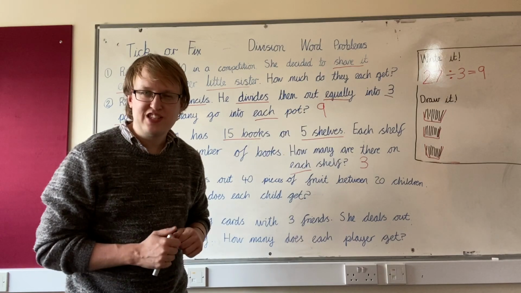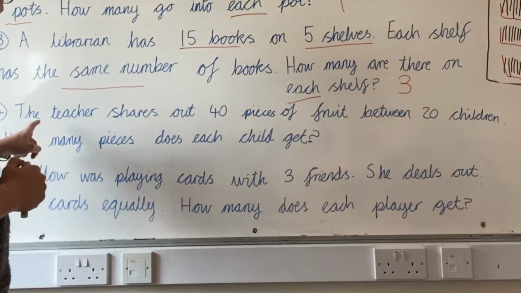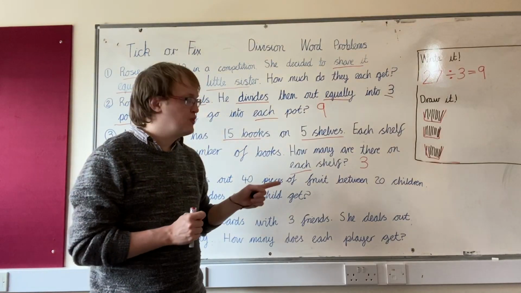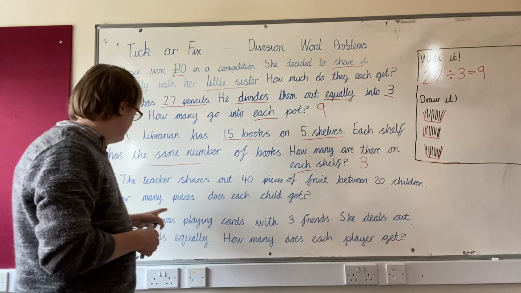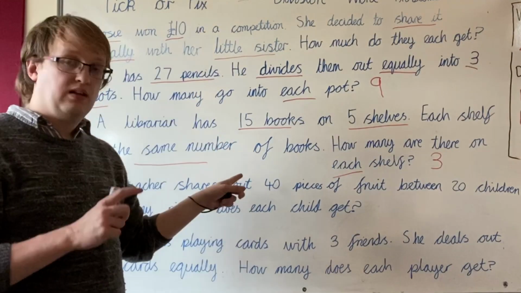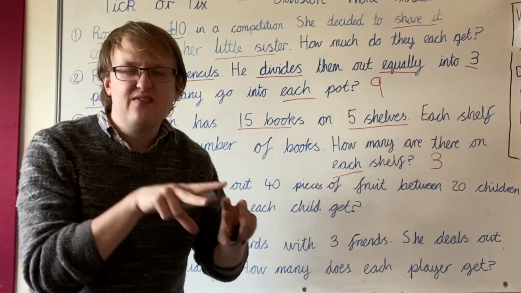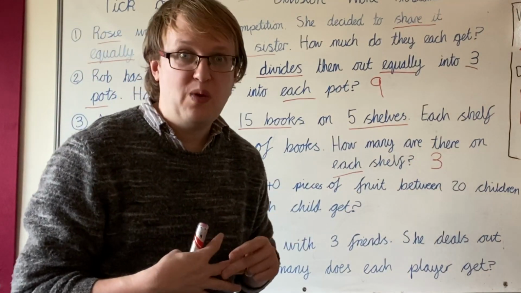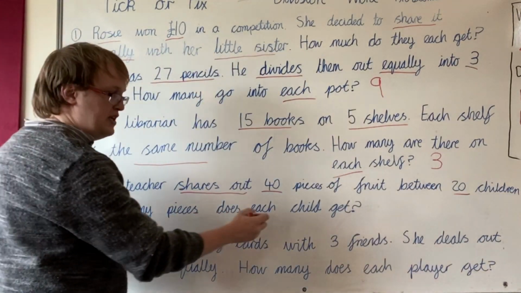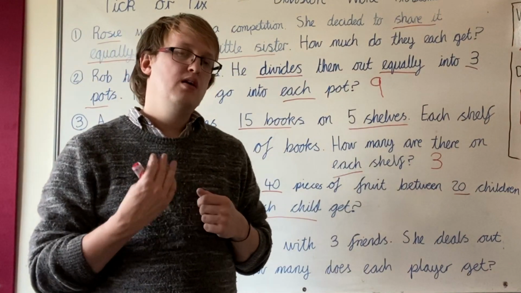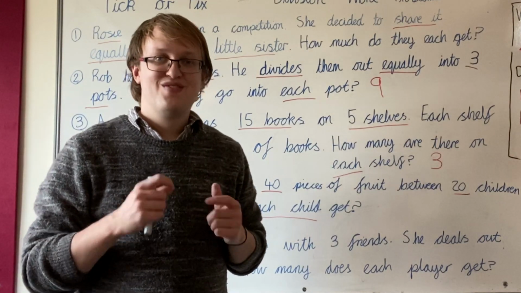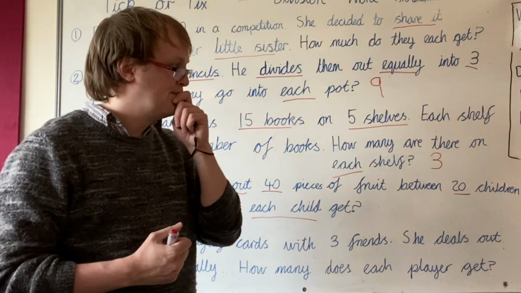Question 4 then. Read the question really carefully. The teacher shares out 40 pieces of fruit between 20 children. How many pieces does each child get? Step 2, extract the information from the problem so we know what we have to do. So what's our number sentence going to be? 40 divided by 20.